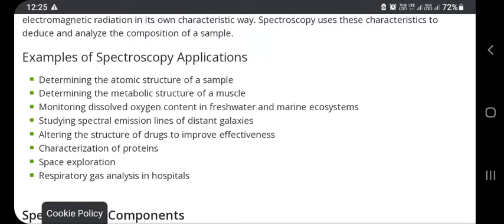So this will also contribute to respiration analysis in the hospital. Not only space exploration, it is also applicable in hospitals for gas analysis in patients. We can analyze diseased patients and healthy patients. The gas differences can be attributed to the disease condition of the patients. So that is the application of spectroscopy.